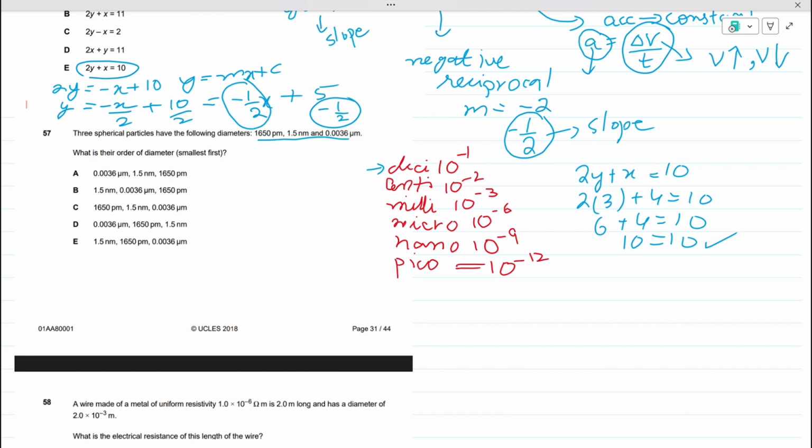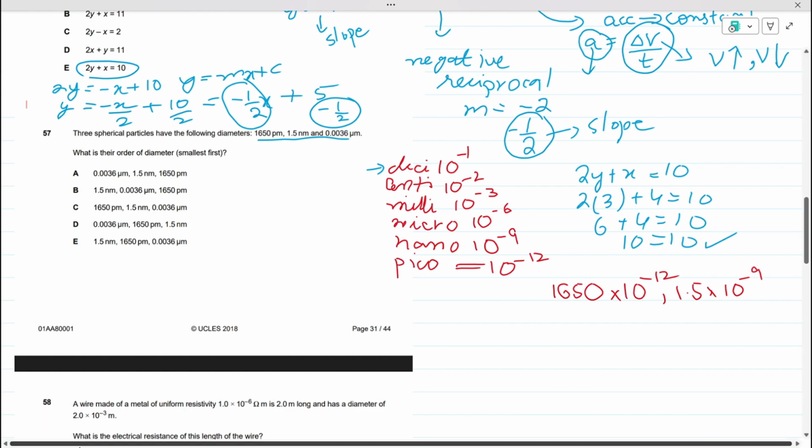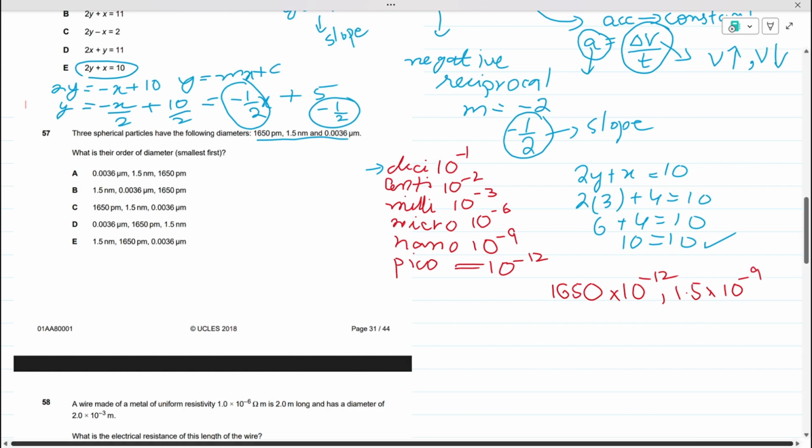So what does 1650 picometer mean? 1650 pico. Pico means 10 power minus 12, so just write 10 power minus 12. Then what does 1.5 nano mean? 1.5 nano means 10 power minus 9, so let's write 10 power minus 9.